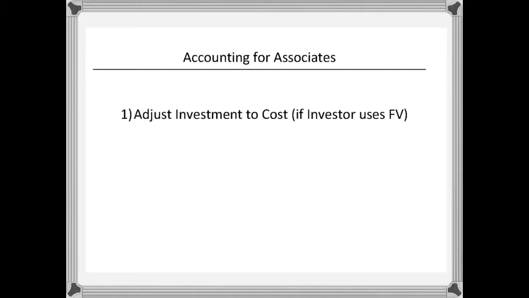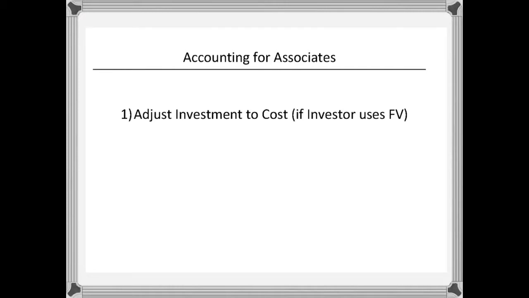Now, the first thing that you need to do is, if the investor uses fair value accounting for their investment, the investor has a choice of fair value accounting and cost accounting. If the investor uses fair value accounting, you need to adjust the investment back to cost. So the very first thing that you need to have in there as a starting point is cost. If the investor uses cost, then you don't need to do anything at all, and you can ignore this step.